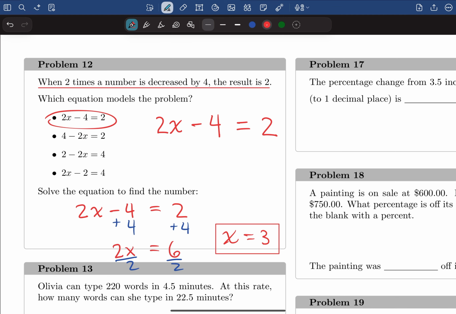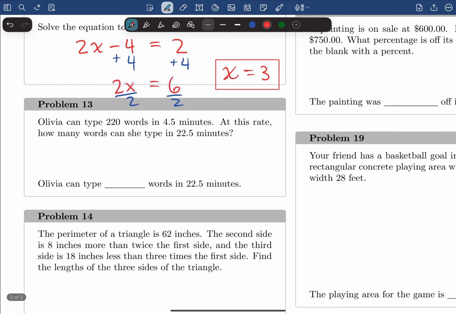All right. All done with problem number 12. Let's move on to problem number 13. Olivia can type 220 words in 4.5 minutes. At this rate, how many words can she type in 22.5 minutes?